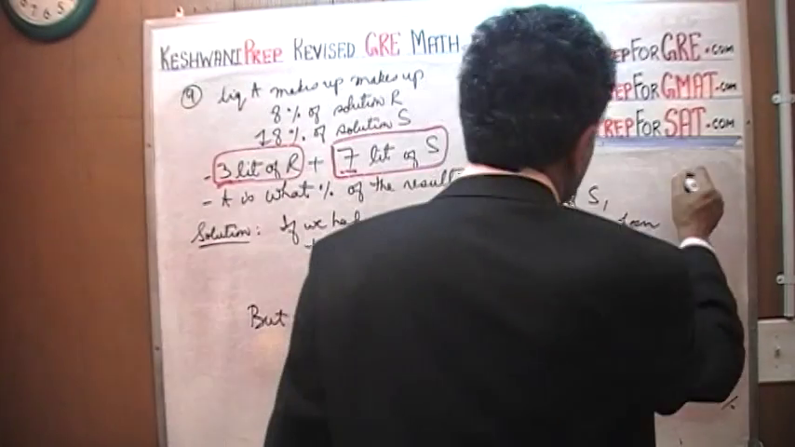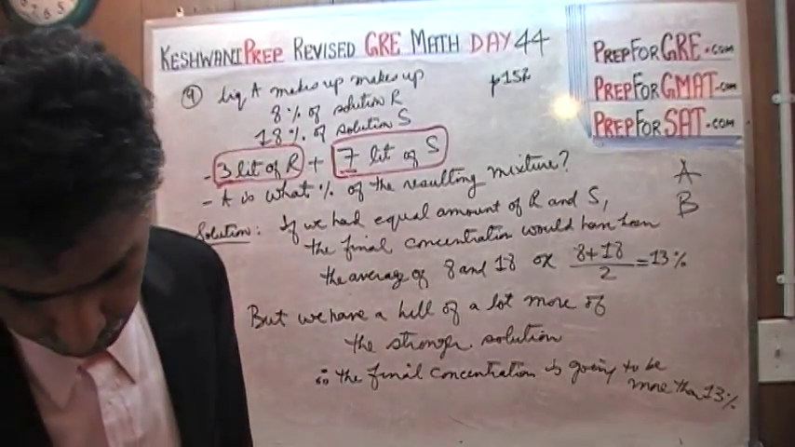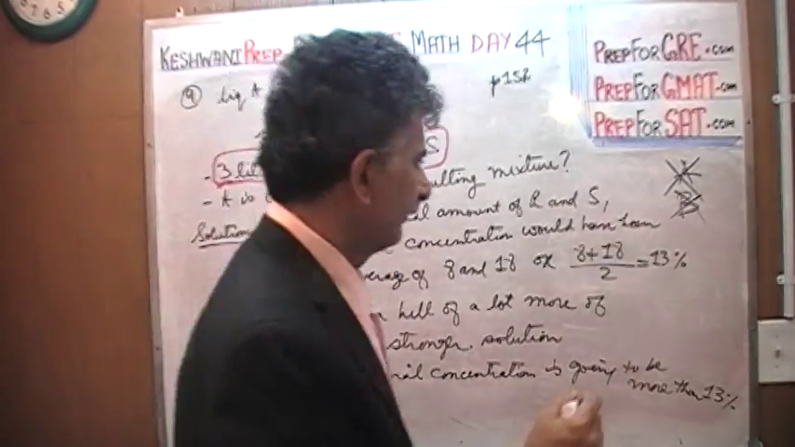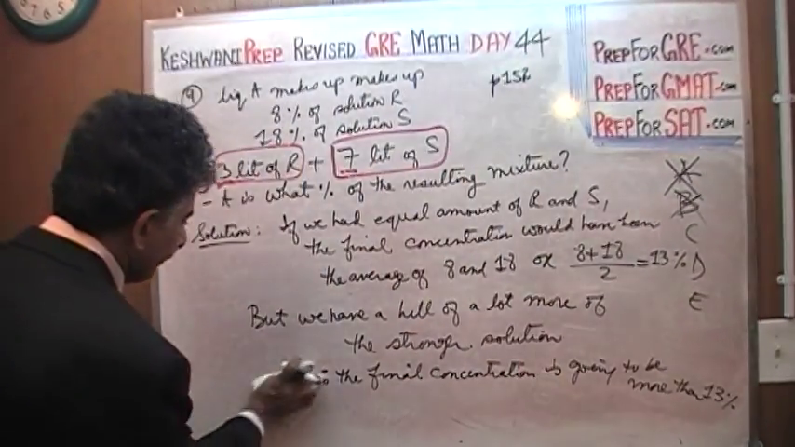Let's look at the answer choices. Answer choice A says 10%. Well, that's not good. B says 13%. That's no good. The answer has got to be either C, D, or E. Now let's do the next part.